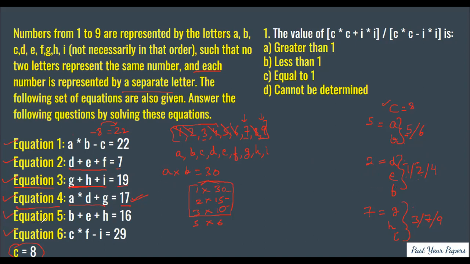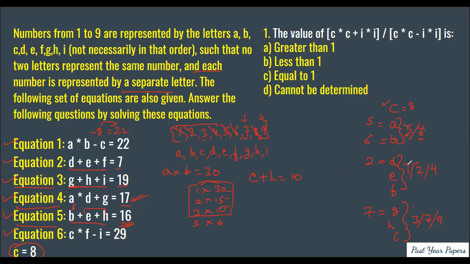To find the value of other alphabets, let's use equation 5. B plus E plus H is 16. So what is the value of B here? See, if A is 5, B is definitely 6, right? Okay, see, if B is 6, what should be added to 6 to get 16? E plus H should be 10. Then only 6 plus 10 will give me 16, right?